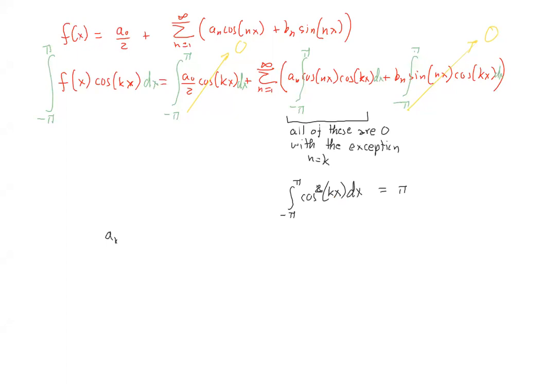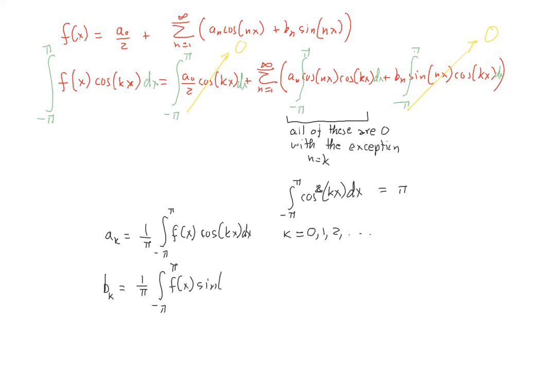So eventually you get that ak is equal to 1 over pi times the integral from negative pi to pi of f of x times cosine of kx dx. Interestingly enough, this formula holds for k equals 0, 1, 2. And also you're going to get bk. There's no particular reason why I'm using k here. I use k because I wanted to differentiate in the equation that I wrote. And you will have an analogous formula for the bk's. And that's it. So in other words, this is what is needed.